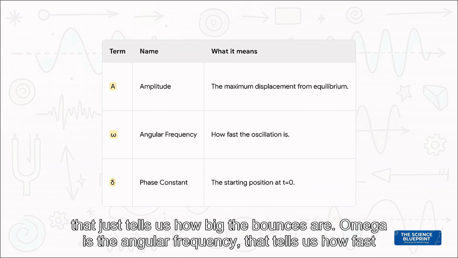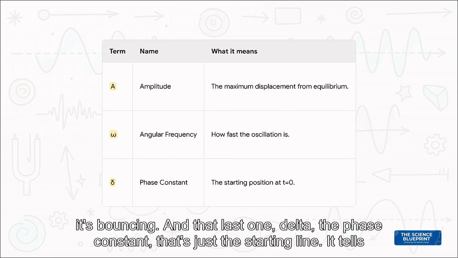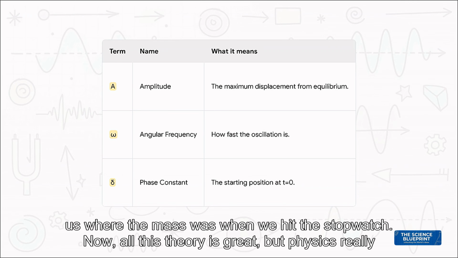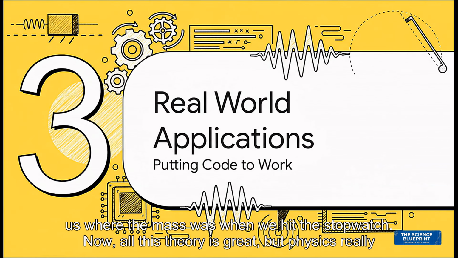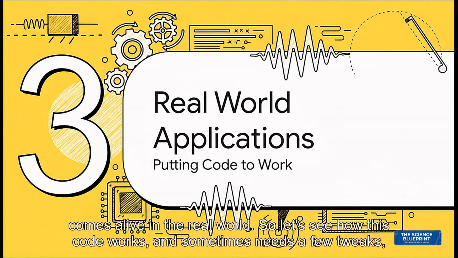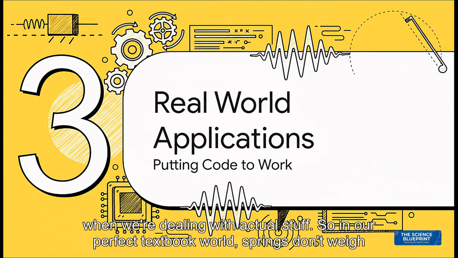Omega is the angular frequency, that tells us how fast it's bouncing. And that last one, delta, the phase constant, that's just the starting line. It tells us where the mass was when we hit the stopwatch. Now, all this theory is great, but physics really comes alive in the real world. So let's see how this code works, and sometimes needs a few tweaks, when we're dealing with actual stuff.